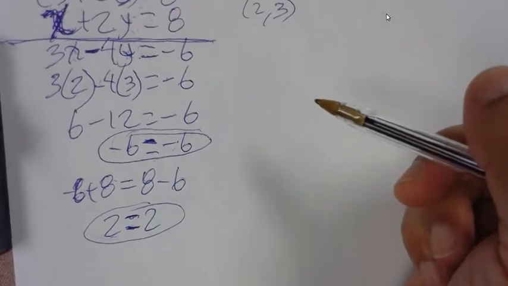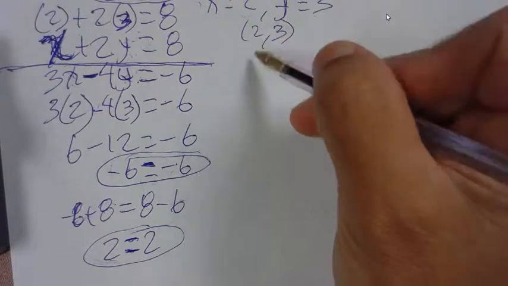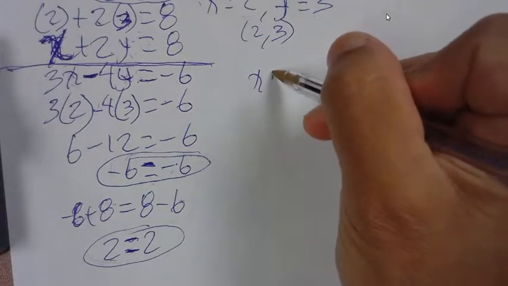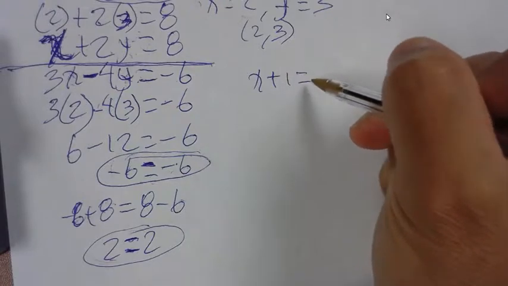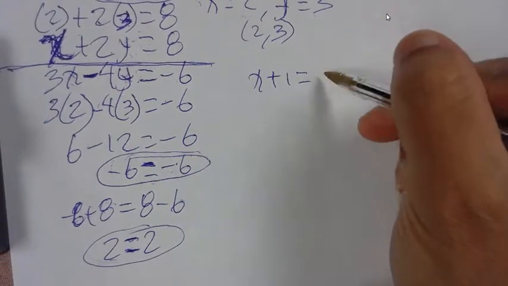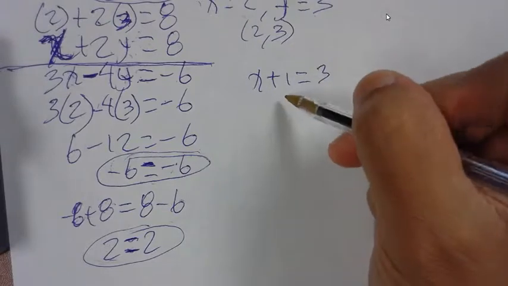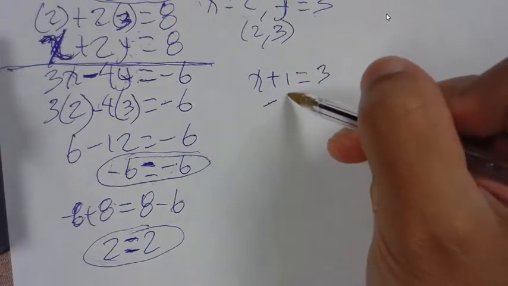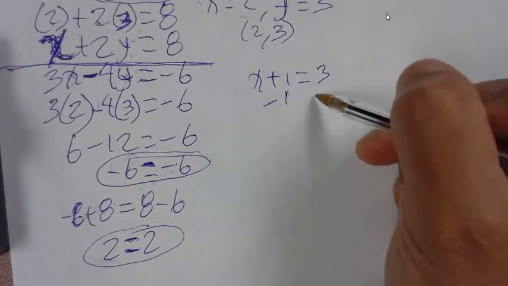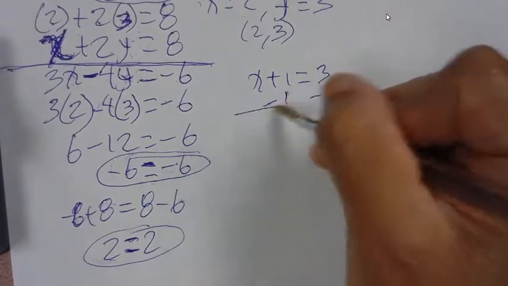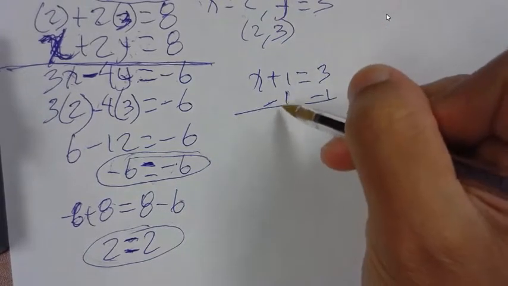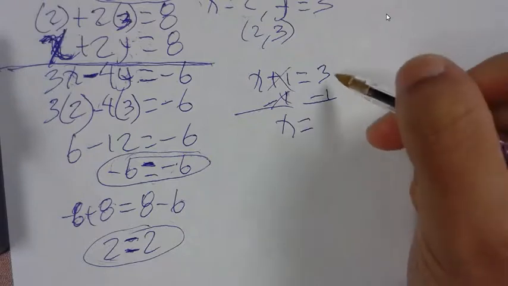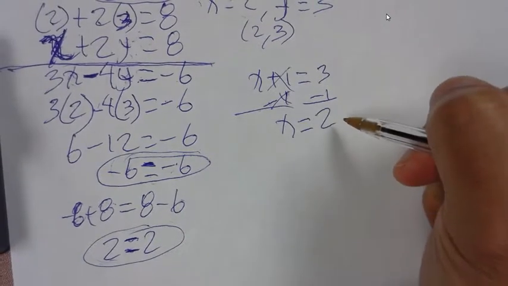Again, if you still don't believe me, let me show you. Well, let me rewrite my equation here. One equation, a different equation. Remember that when we solved for x, all we did was subtract 1 from both sides. It just cancels out. x equals 2. Okay.